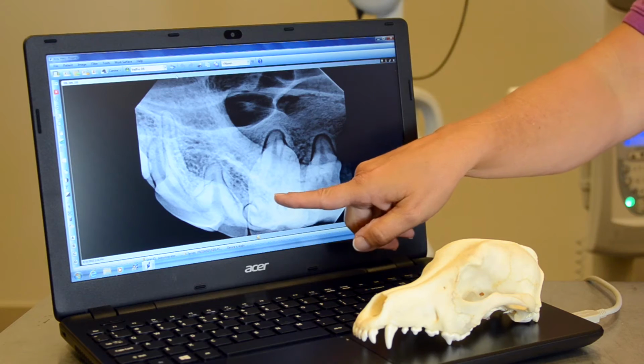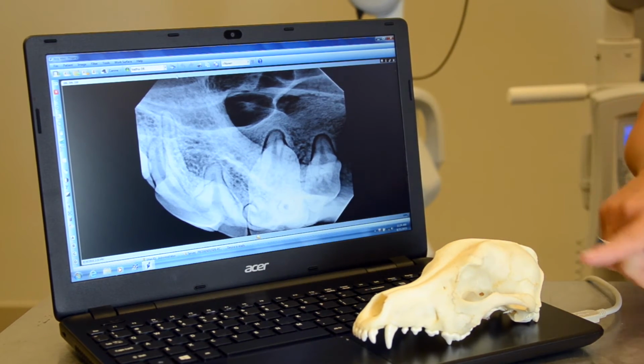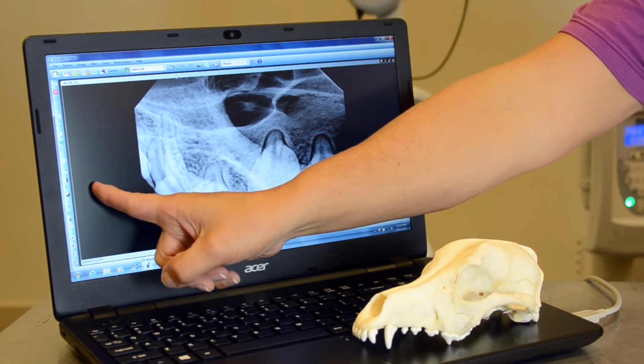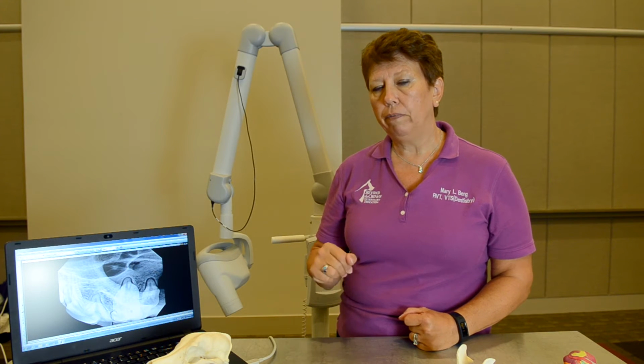Then always think about which way is the nose. So here's our second molar, first molar, and our fourth premolar. We know that the dog's nose is over here. So we are now looking at this dog's upper left first and second molar and fourth premolar.